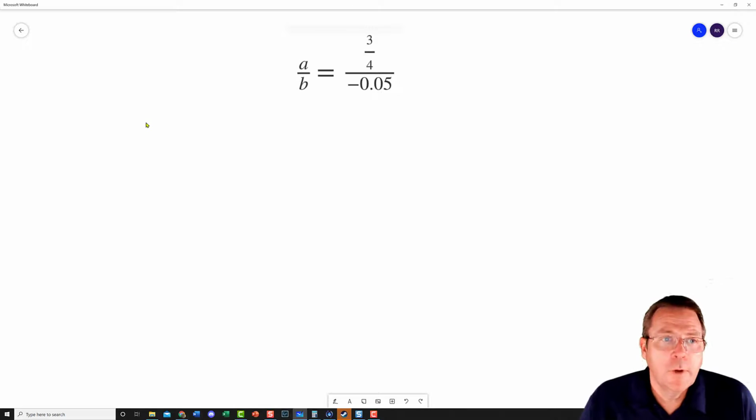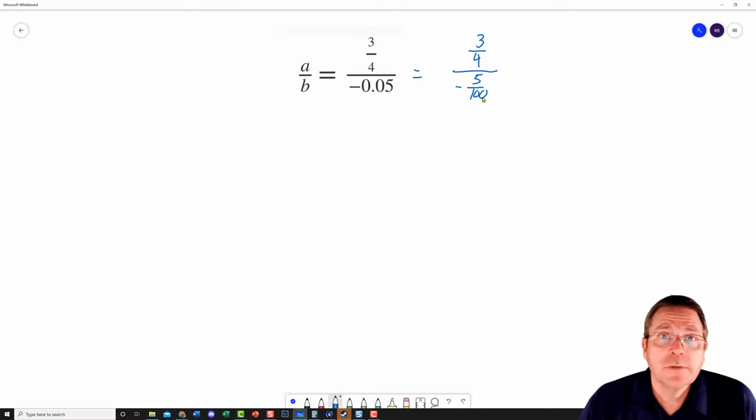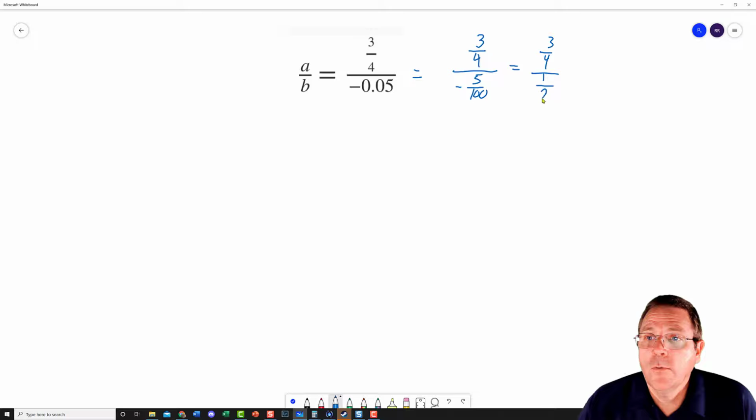First thing we need to do is convert this 0.05 into a fraction. So my next line is going to say, whoops, let me get a marker here. In fact, I'm even going to do it up here on top. I'm going to have 3/4 on the top, and on the bottom this number is a negative 5/100. So that's going to be a negative 5 over 100. Now 5/100, that simplifies. So I can rewrite that as 1/20, but don't forget your negative sign there. And now I've got what I need to work with here.